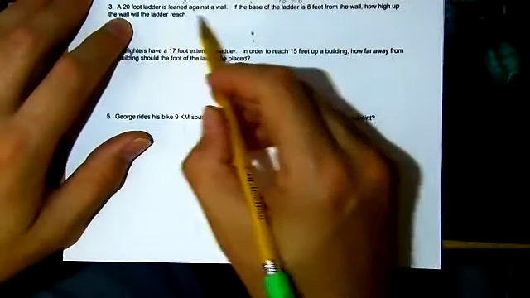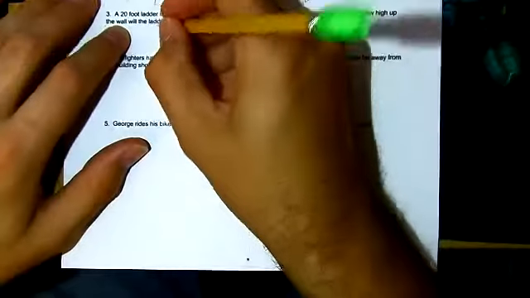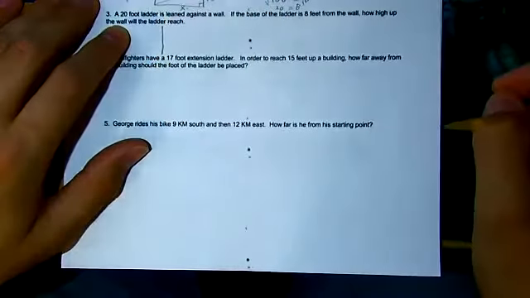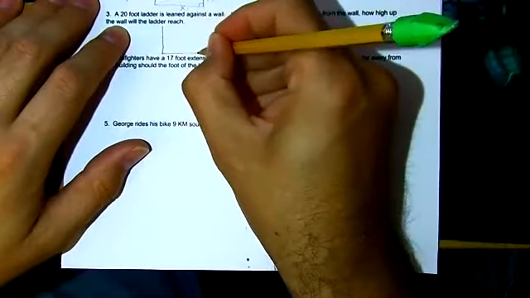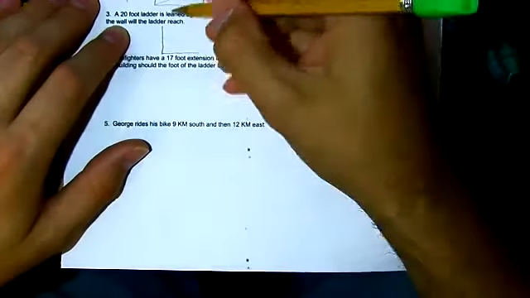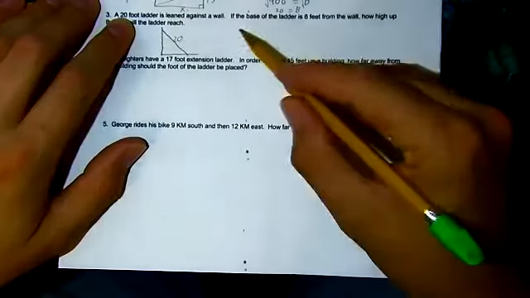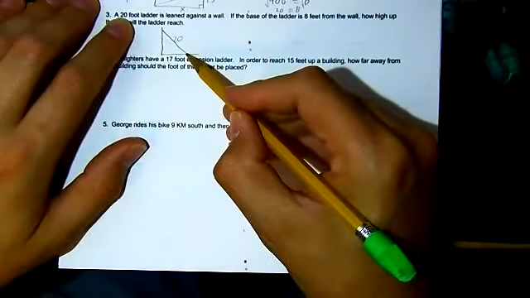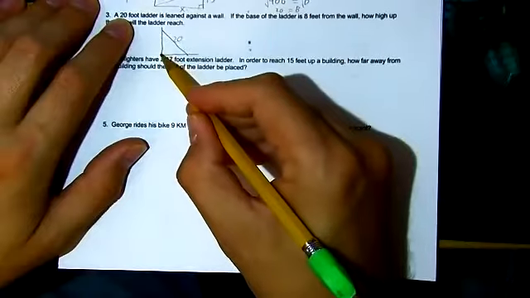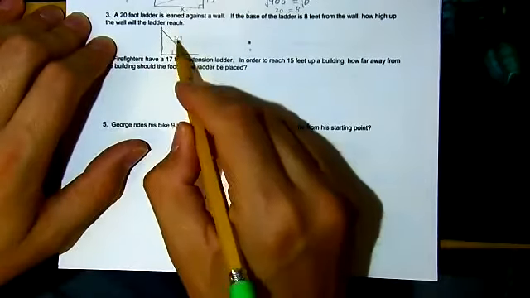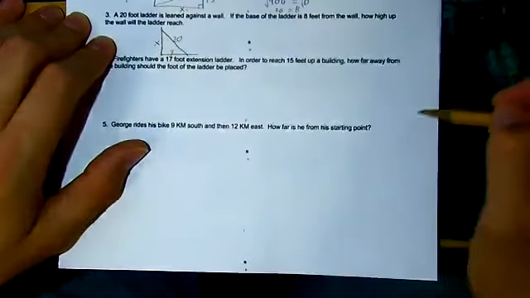A 20-foot ladder is leaned against a wall. First thing I draw is a wall. You can go ahead and draw the ground if you want to. A ladder is leaned against the wall. So there's your ladder. It's 20 feet. If the base of the ladder, which is over here, is 8 feet from the wall, which is over here, that gives you a measurement of 8 feet right there. How high up the wall will the ladder reach? So we're missing that side.